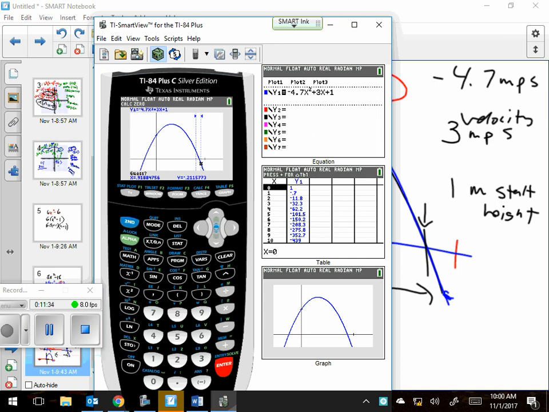Now it's going to ask for a guess in between those two lines where it hit. And then I hit enter. Oh, it says zero is at x equals 0.88. That means at 0.88 seconds, it hit the ground.